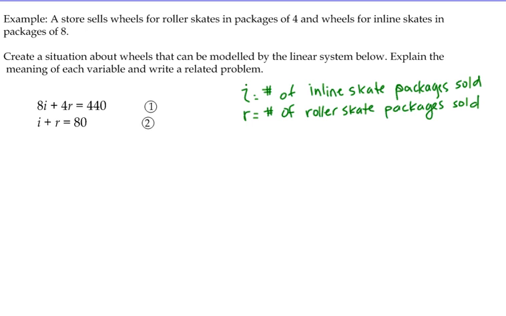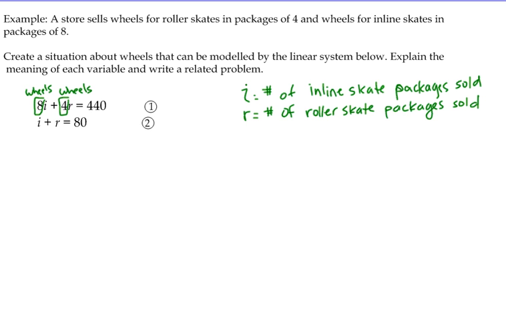Do you see that 8 and that 4 in the equation somewhere? Yes. Remember, 8 stands for wheels. 8 wheels and 4 wheels. So that first equation, let's talk ourselves through it and replace the variable with what we said it stood for. So 8 wheels times the number of inline skate packages sold plus 4 wheels times the number of roller skate packages sold equals 440. So what does that 440 have to stand for?